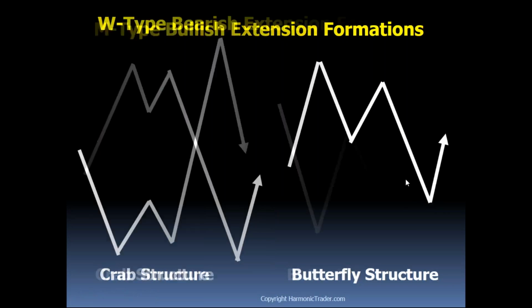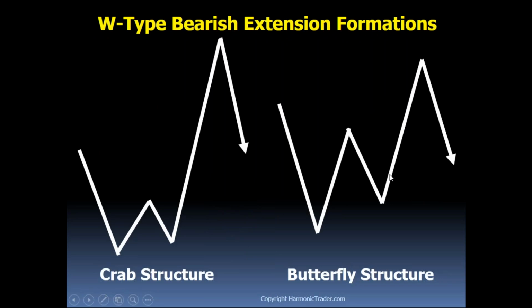Here in the W-type bearish extension formations, again, we look for this W formation, a low midpoint here that results in a higher completion, a longer extended move as compared to the butterfly structure, a tighter configuration. Again, with the extension pattern, our completion point is above the starting point of the W structure.